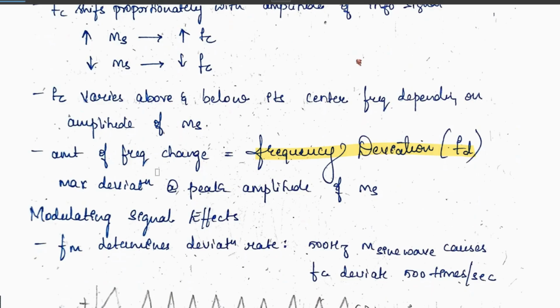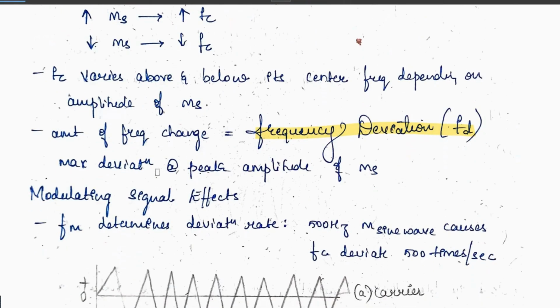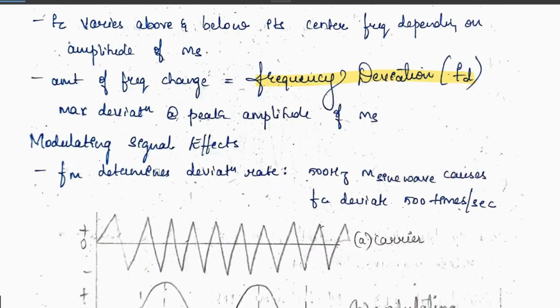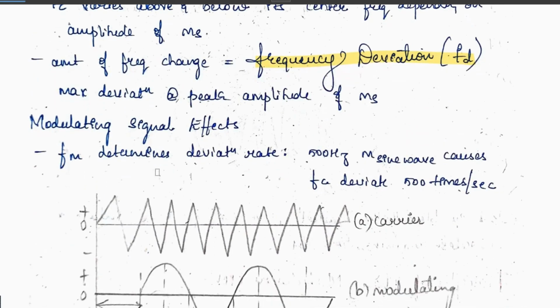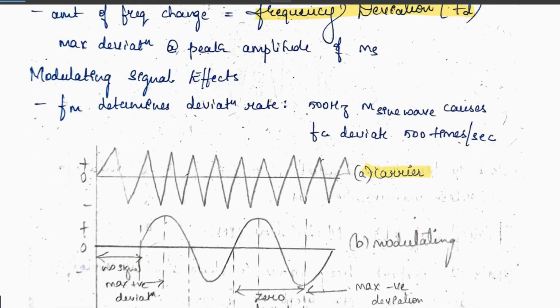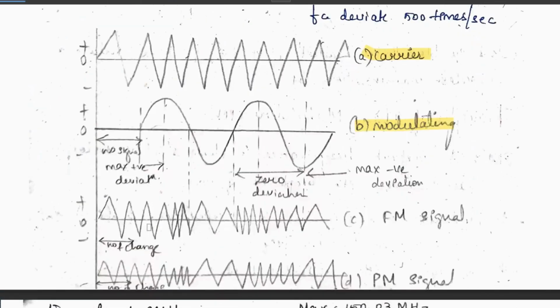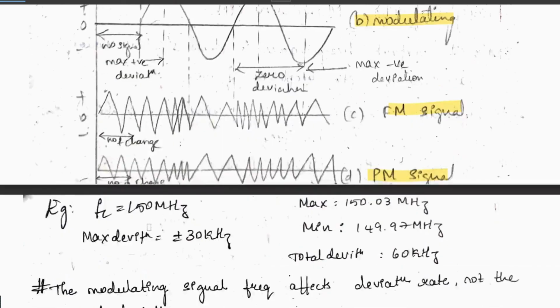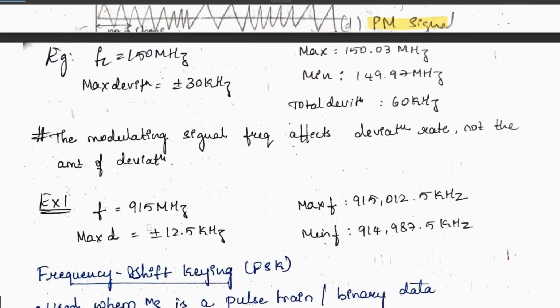These terms are important. You should know what they are. That is the maximum deviation at the peak amplitude of the modulating signal. We can observe the maximum deviation. Then the frequency of the modulating signal determines the deviation rate, that is 500 Hz. The modulating sine wave causes a frequency deviation 500 times per second. This is the carrier signal, this is the modulating signal, this will be our FM signal and this will be our PM signal. This is a basic simple problem, you can refer to it.